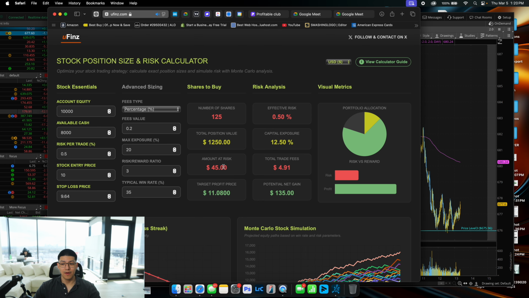Which, if it's 0.5%, which is pretty much what we do 24/7, you're only going to be able to lose $45 if the trade goes on the opposite side. However, if you're able to make money, you're going to be able to possibly make over $135 and above. Now, $135 is just us scratching the surface.